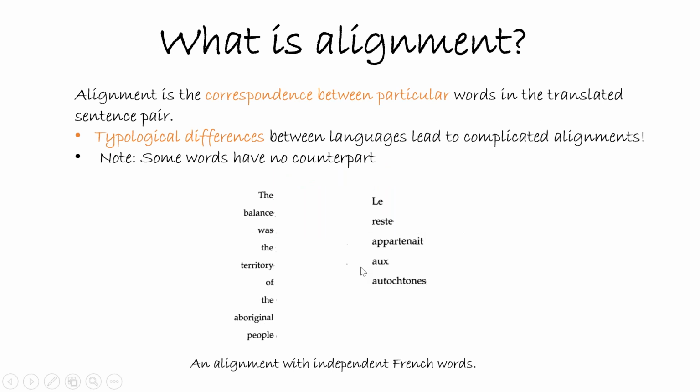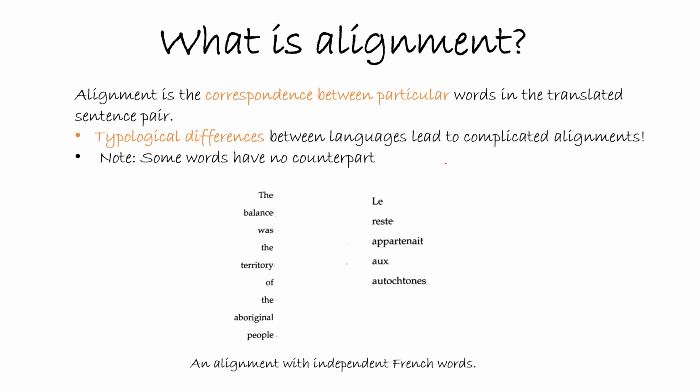So let's go ahead. What is alignment again? Alignment is the correspondence between particular words in a translated sentence pair. Typological differences between the languages lead to complicated alignments, and some words have no counterparts. Let's say I might have a Japanese sentence where for each word I do not get a corresponding word in the parallel corpus.